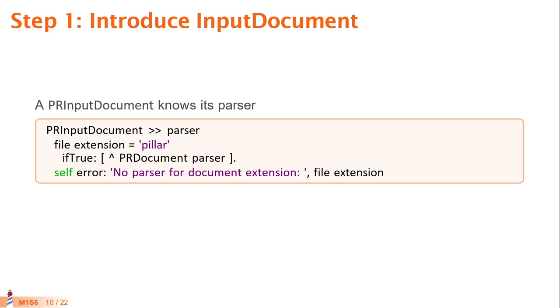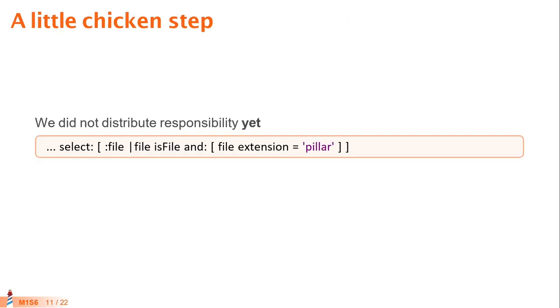And then naturally, we can say, oh, you are an input document, so now for the parser, I don't have to ask the PR document class, but the PR input document. Here, I just put the check that says, okay, I know this parser, this is the PR document parser, and now it is the responsibility of this input document to return the correct parser. You see, for the moment, the solution does not fully work because it only manages pillar and is still doing a check that at the end we will remove. But we will do it step by step.